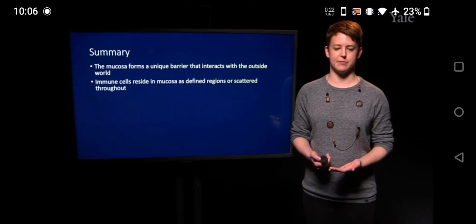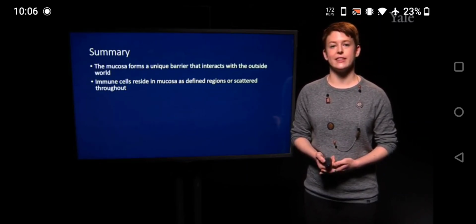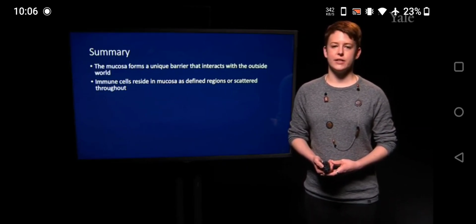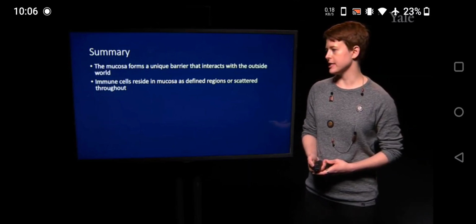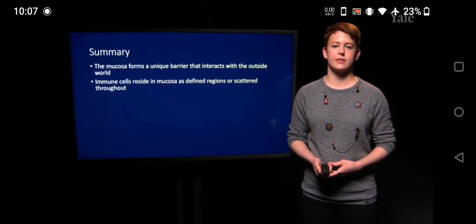We need to make sure that our immune system is controlling what gets through that layer and how it responds. So these immune cells can actually be within the epithelium, as we saw with the IELs, or in specific regions, such as the Peyer's patches. And they can also be scattered throughout the mucosa, like they would be in the lamina propria.